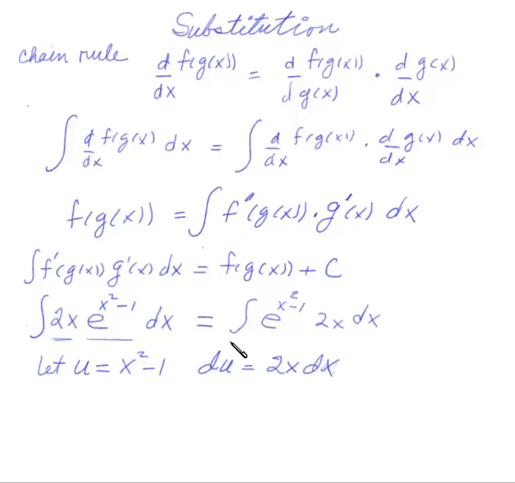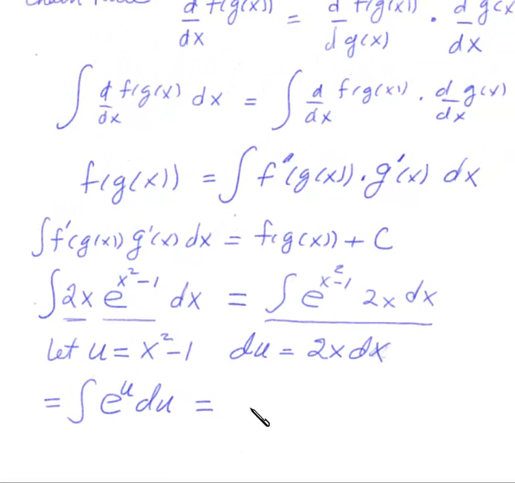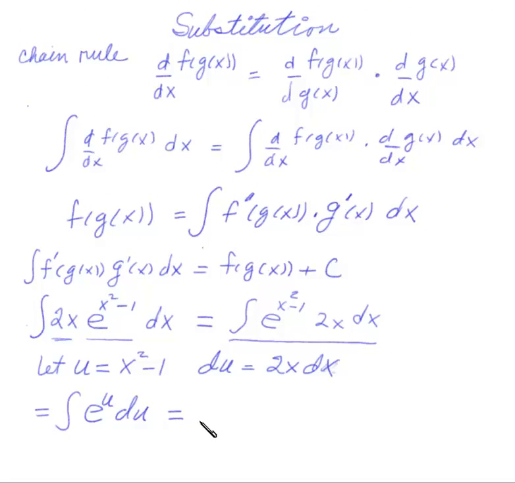Now look at the structure that we've got right here. I've got e to the u, and the 2x dx is du. So I have the integral of e to the u du, making the substitution. And this is easy. We know that the integral of e to the u, what do you differentiate to get e to the u? Well, just e to the u. So this is just e to the u plus an arbitrary constant. And now the final step is to go back to the original variables, because u is just a substitute for x squared minus 1. So this is e to the x squared minus 1 plus a constant c.